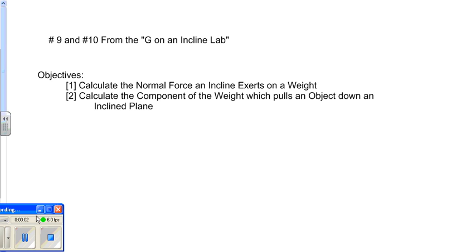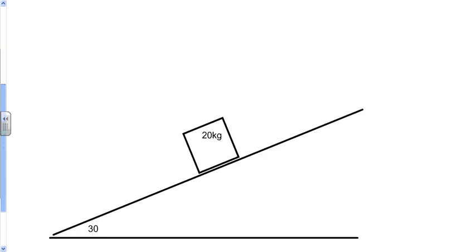Hey, Mr. Canistero here. I'm here to help you guys out with number 9 and number 10 from the Go on an Incline Lab. So, the objectives of this video are to calculate the normal force an incline exerts on a weight, and to calculate the component of the weight which pulls an object down an inclined plane. So the first one pertains to question 9, and the second objective pertains to question 10.